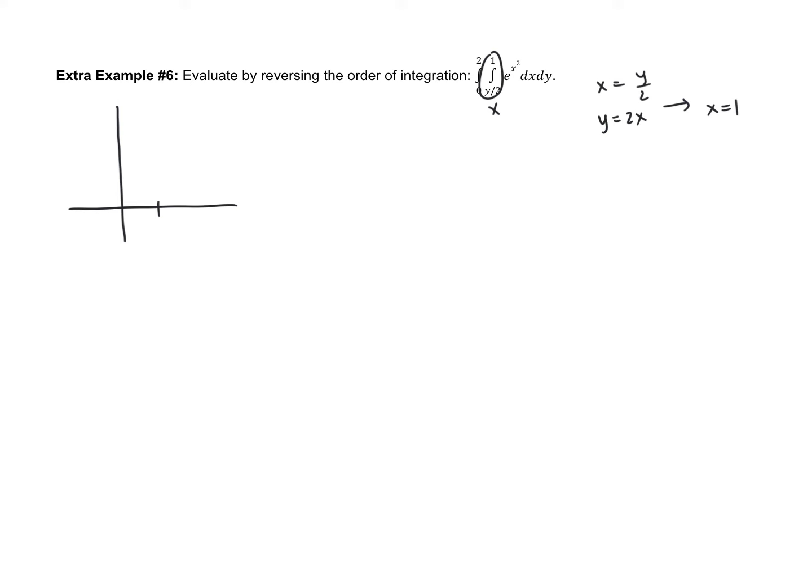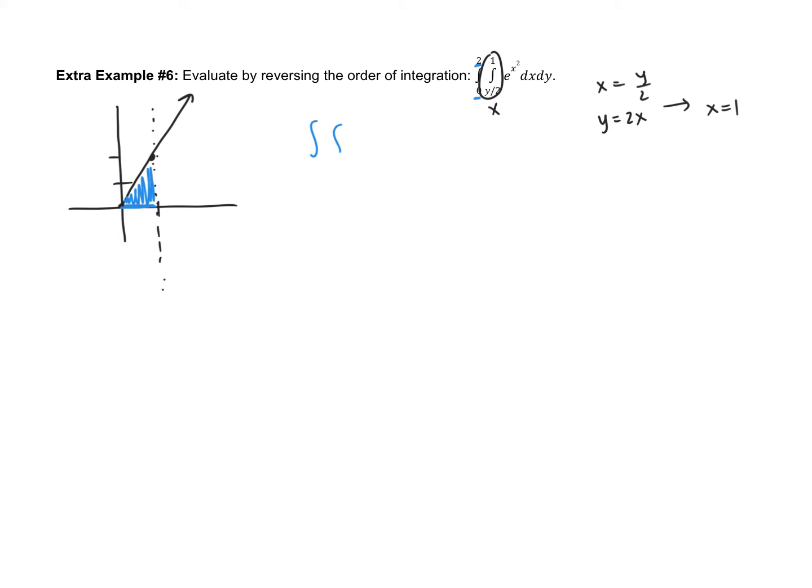So x equals 1 is here. And y equals 2x would give us this line. And then we are integrating from y equals 0 to y equals 2, which confirms we are looking at this region here.